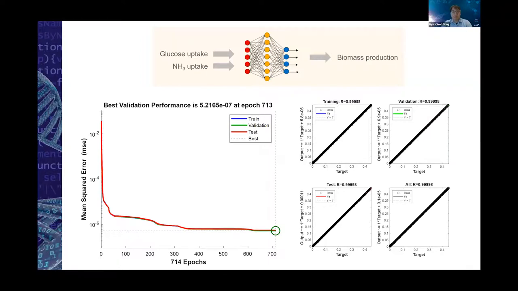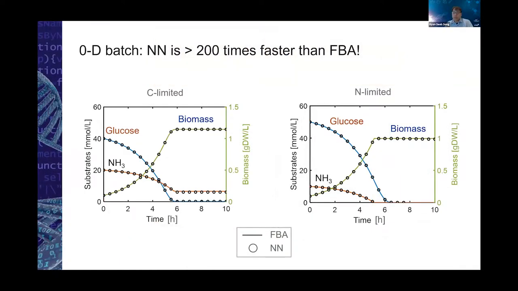And altogether, I applied this neural network, trained from sampled FVA data, to simulate a batch reactor. And I considered two cases. One is a carbon limited condition and the other a nitrogen limited condition. The solid line represents the rigorous FVA calculation, and the circle is the output from the trained neural network. To realize the carbon limited condition, I chose the concentration based on the three-dimensional lookup table I showed you in the previous slide.